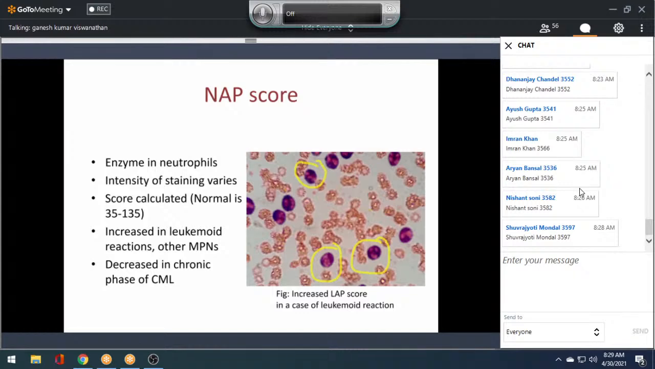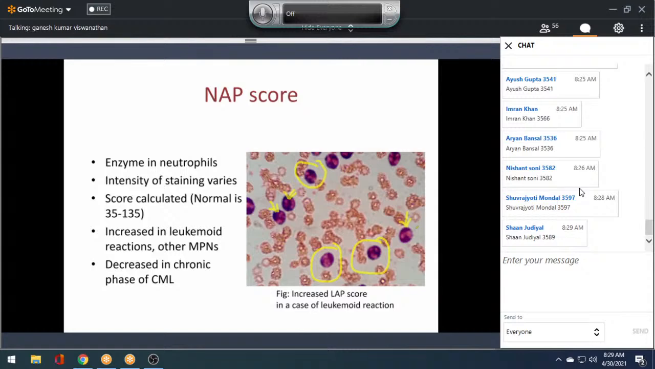In this, what we do is stain the granules present within the neutrophils, and they appear blue in color. So you can see the cytoplasm here, which appears blue. A normal individual has presence of these granules, and in conditions like leukemoid reaction, this granulation is increased. So you can see this blue color in all these cells. So we do a grading of 0 to 4.